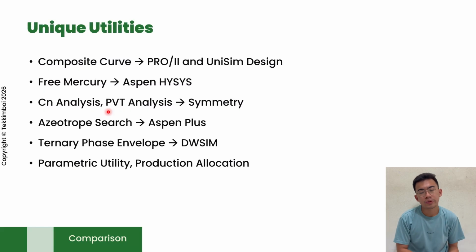And some unique utilities I noticed. The first one is composite curve, which is available in Pro 2 and UniSim Design. Free mercury utility, which is available in Aspen HYSYS. CN analysis, PVT analysis, and other analyses related to oil and gas, which are specialized in Symmetry. Azeotrope search, which I said is the only one up to now. Ternary phase envelope, owned by UniSim, and parametric utility and production allocation, which are owned by UniSim Design.